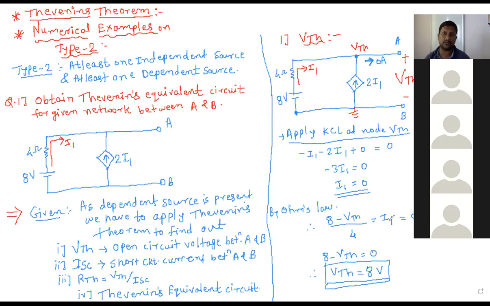So VTH is equal to what? 8 volt. 8 minus VTH is equal to 0, so VTH is 8 volt. Okay. Now next step is what? ISC. I have to find out ISC now. Everyone understood how I got the VTH value? You can take 15 seconds to read it. Observe properly what was done.